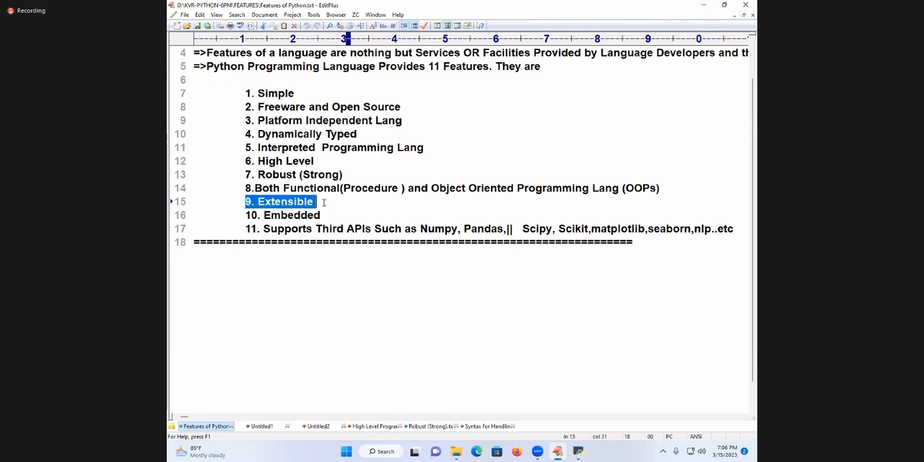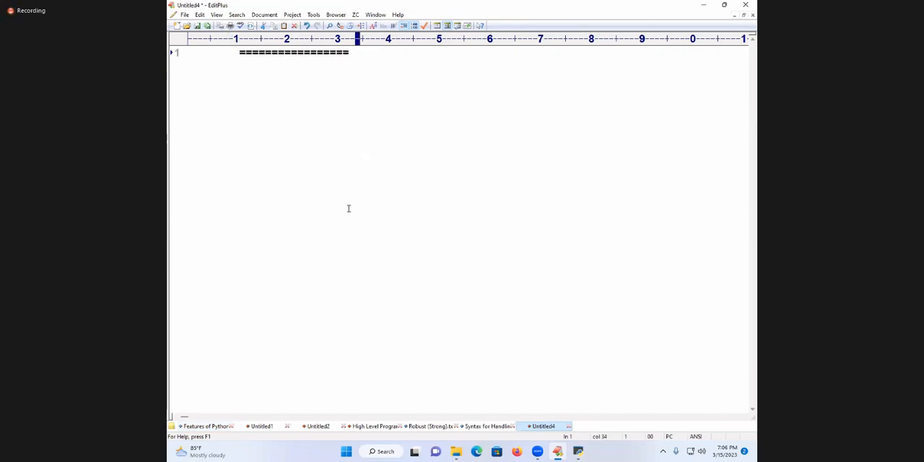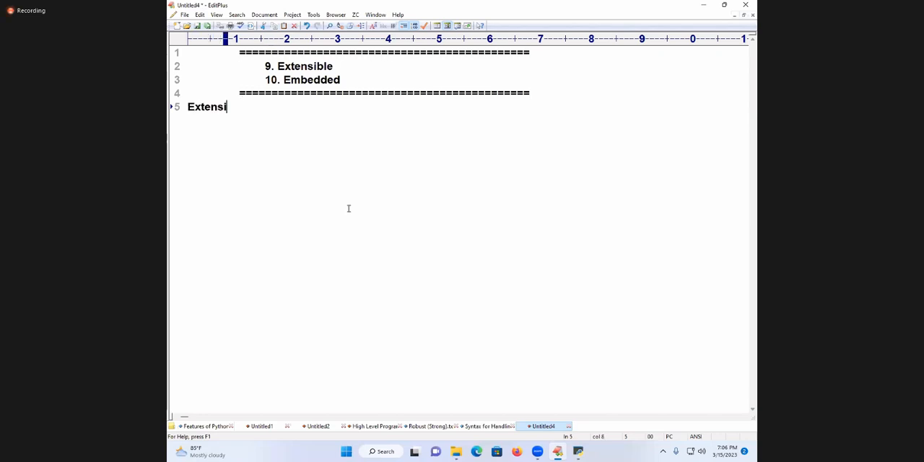Next, I'm going for what? Extensible and embedded. Both of them are interrelated to each other. Let me talk about both of them here. Extensible and embedded. First, I will talk about extensible. What do you mean by extensible?